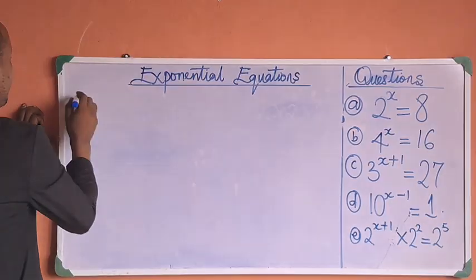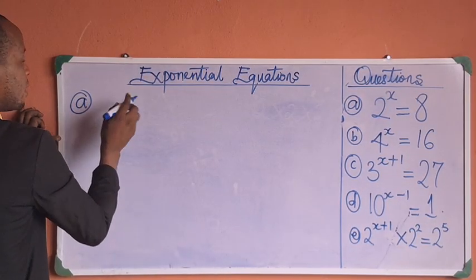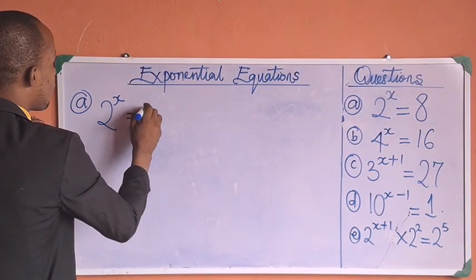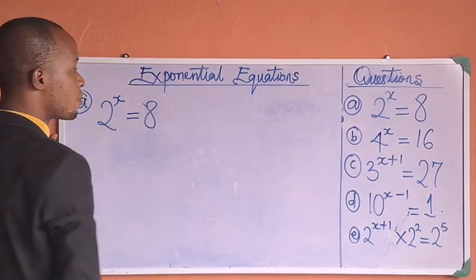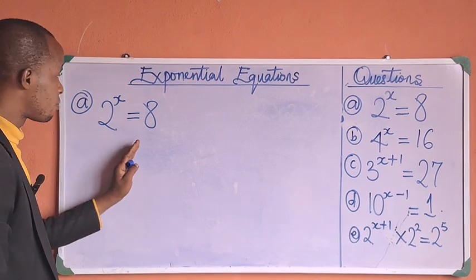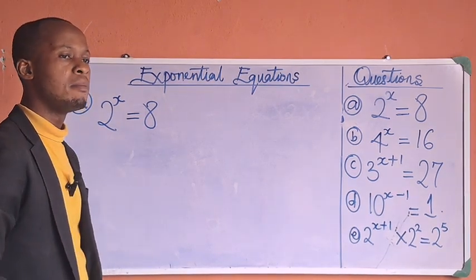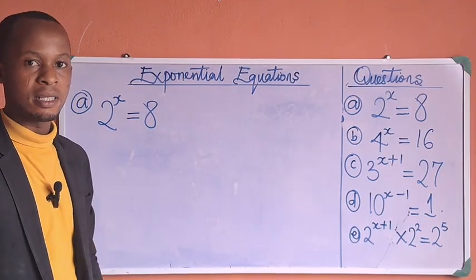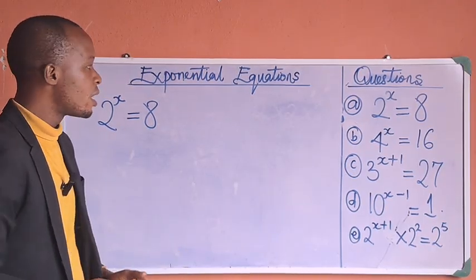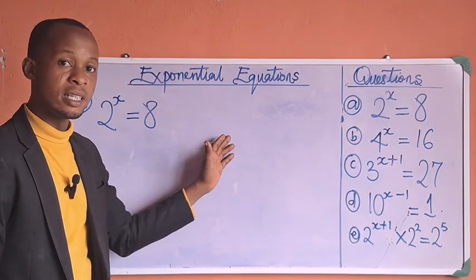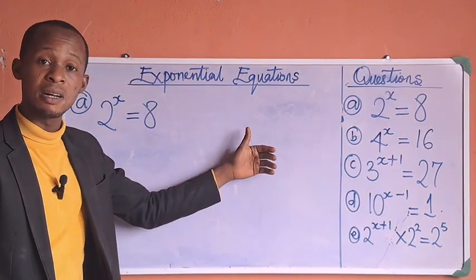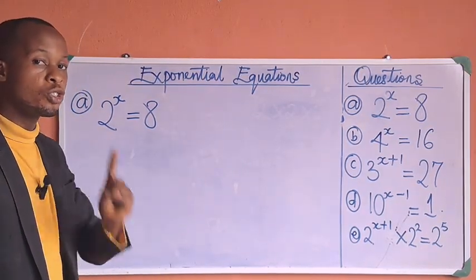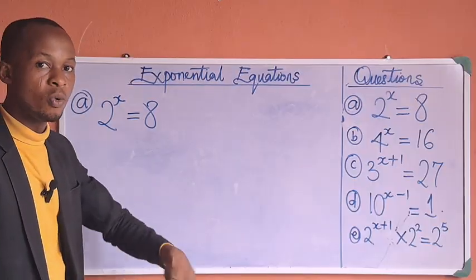The first question I have here is question A, and it says I have 2 having the power of x and I have 8 on the other side of the equation. This is an equation. How do I know a mathematical expression that is an equation? How do I identify an equation in mathematics? It's simple. If an expression is given in mathematics, the moment you see an equal sign in the expression, you should know that that expression is an equation.